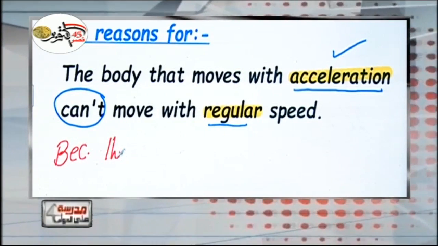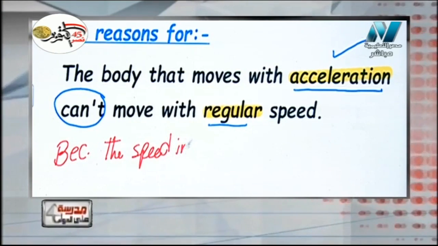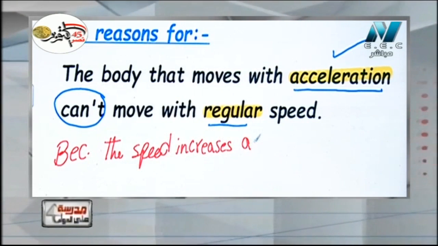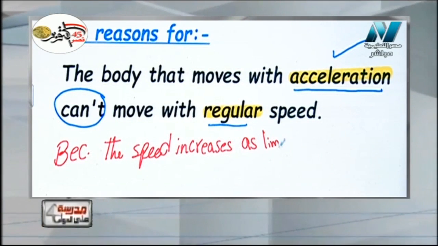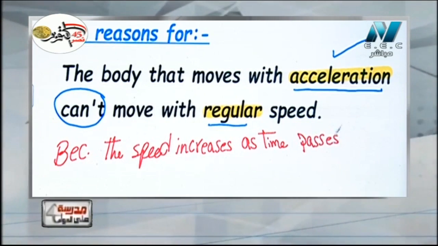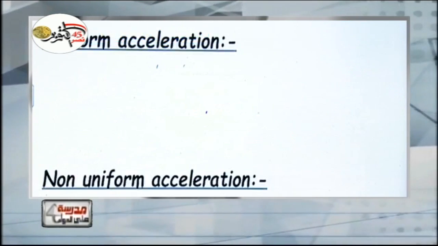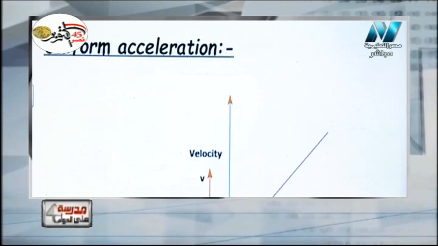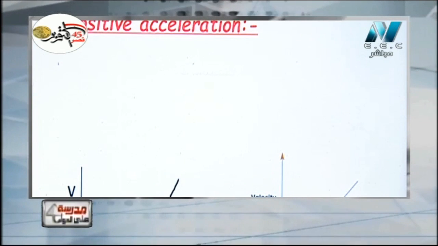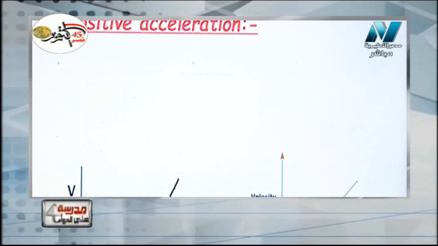the speed increases as time passes. So we answer according to what? Acceleration. The next point is here: we will postpone the uniform and non-uniform. Now we will talk about positive and negative acceleration, and next episode, God willing, we will talk about the uniform and the non-uniform acceleration.